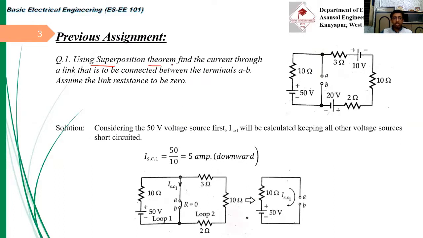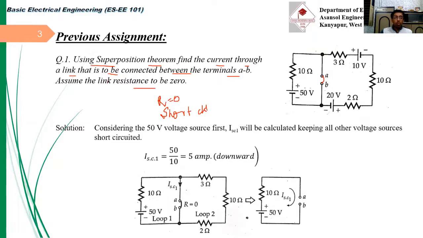Using superposition theorem, find the current through a link that is to be connected between the terminals AB. Assume the link resistance to be 0. Link resistance to be 0 means your R value is 0. That means it is short circuit. Okay, this part is shorted. You can see it here that AB point is shorted and R value is 0.